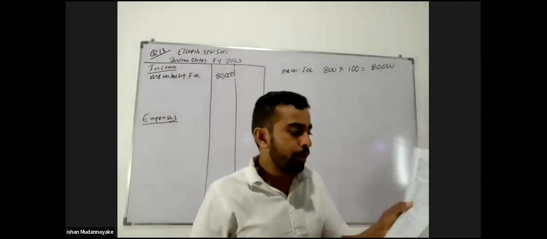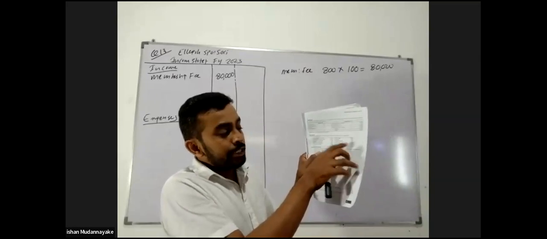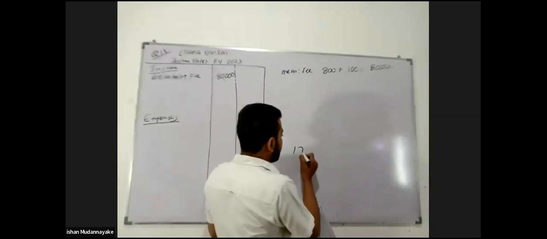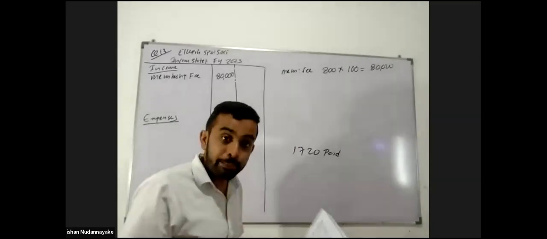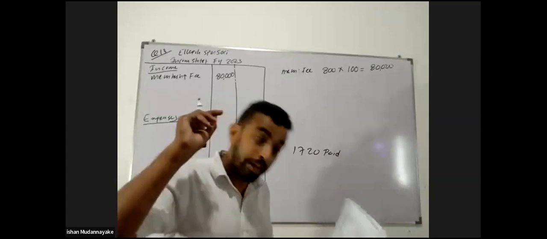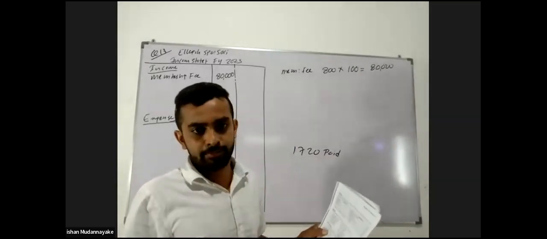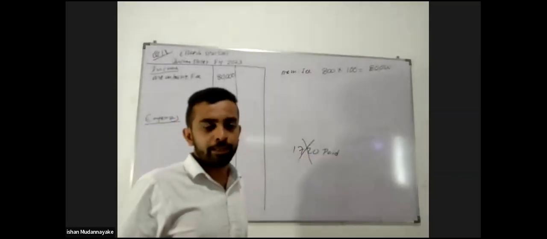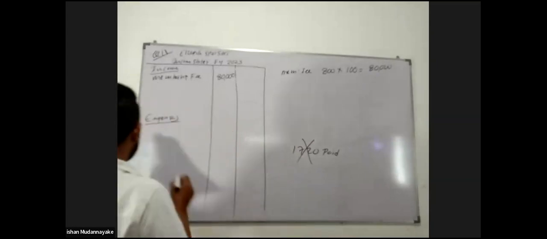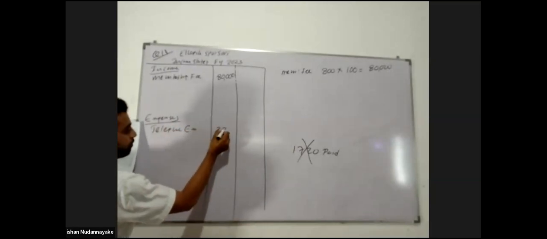Then look at the cash book. In the cash book, you can see telephone expenses paid amount 1,720. But in the income statement, we need to record telephone charges relevant amount for the period. Annual telephone charge how much? 2,800. Then we can ignore paid amount. Then here write down telephone expenses 2,800.